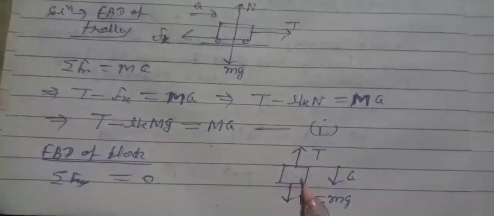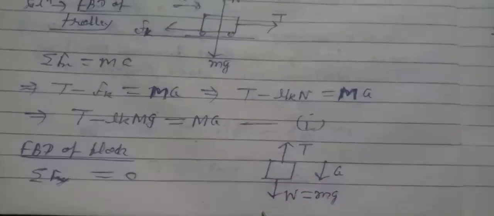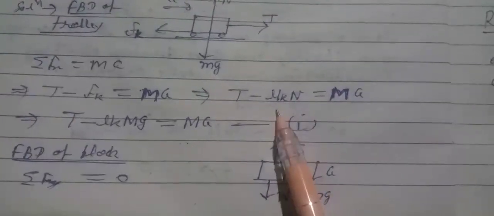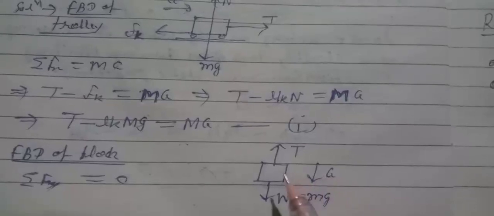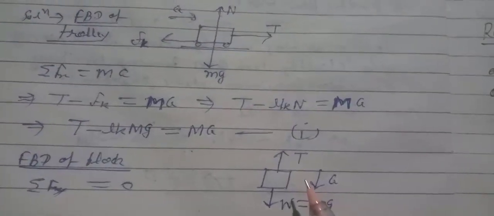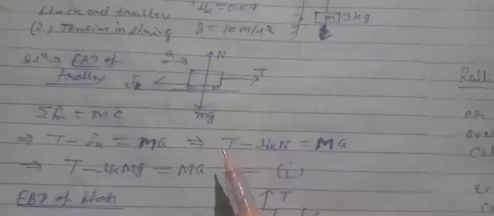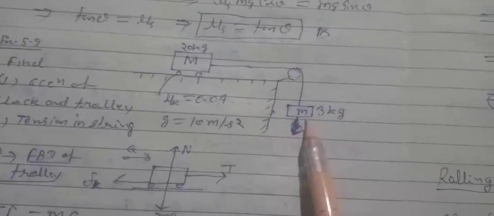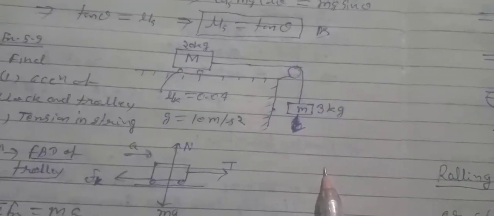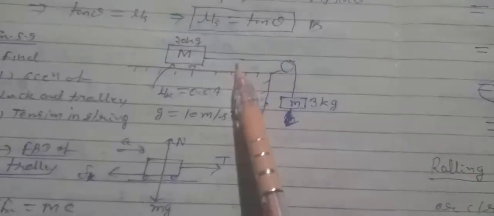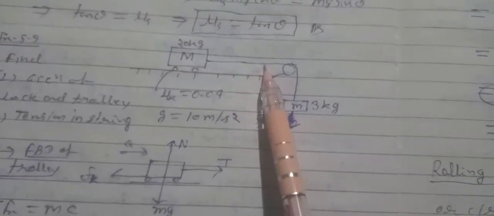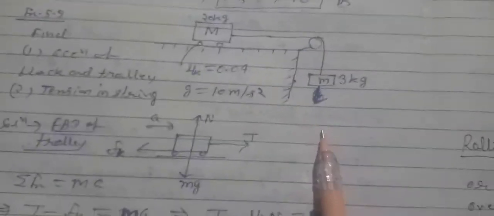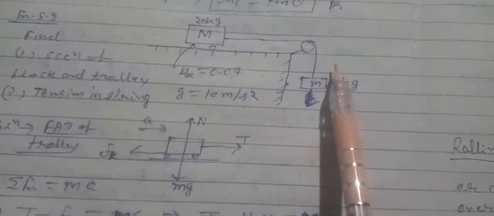Now draw the free body diagram of the 3 kg body. Here it is shown, the FBD of the 3 kg body. Weight is acting in the downward direction, tension is acting in the upward direction, and because the string is inextensible, if this body is moving with acceleration a in this direction, then this body will also move in this direction with the same acceleration. So on this body, acceleration is acting in the downward direction.